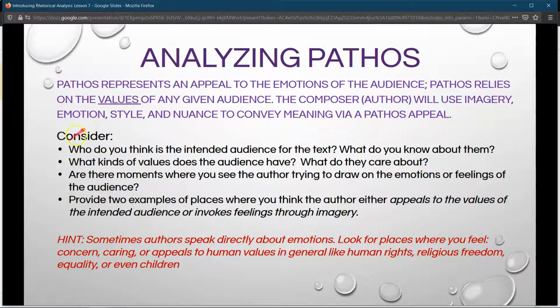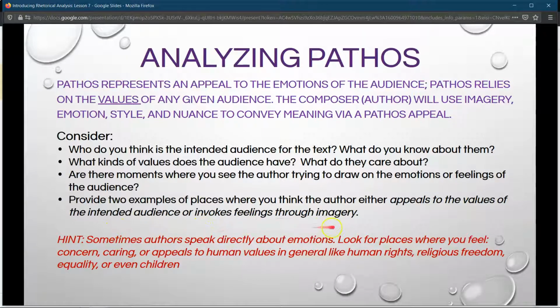So things to consider when you're looking at a particular piece for pathos is who do you think is the intended audience for the text? What do you know about them? What kinds of values does the audience have? What do they care about? Are there moments where you see the author trying to draw on the emotions or feelings of the audience? And maybe provide 2 examples of places where you think the author either appeals to the values of the intended audience or invokes feelings through imagery.